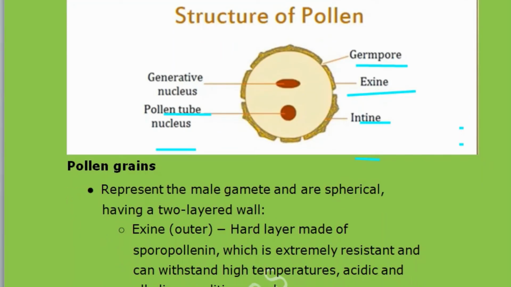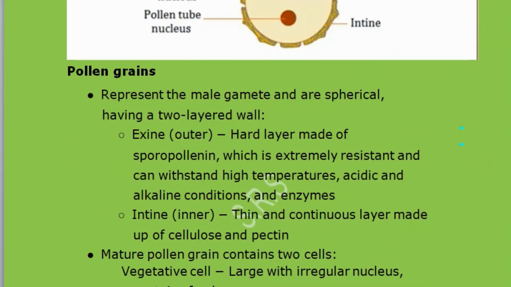In the pollen, you can see 2 nuclei. One is called the generative nucleus and the other is called the pollen tube nucleus. So this is the structure of pollen. Now you can see here the explanation of this structure. Once again, I will show you. Exine is the outermost layer and it is a hard layer. I told you it is a hard layer. This is again another question of your board.